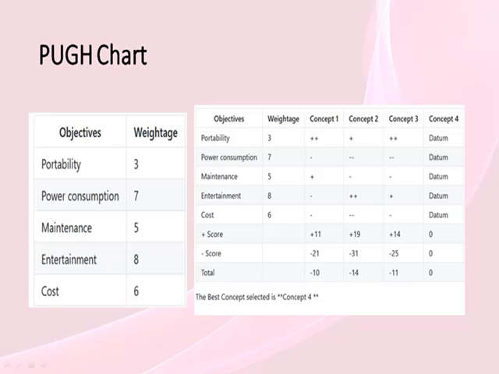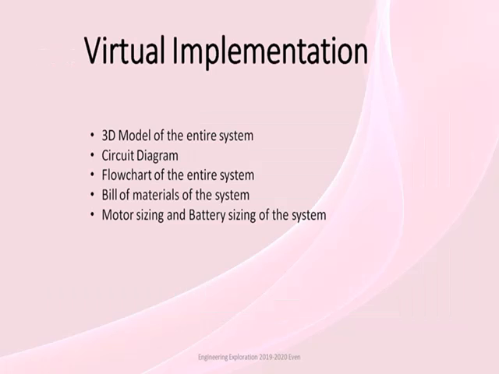Step 3 was virtual implementation, in which we were asked to make a 3D model of the entire system, circuit diagram, flowchart of the entire system, bill of materials of the system, motor sizing and battery sizing of the system. Firstly, the 3D model of the entire system. To create the 3D model, we used the software Autodesk Inventor.